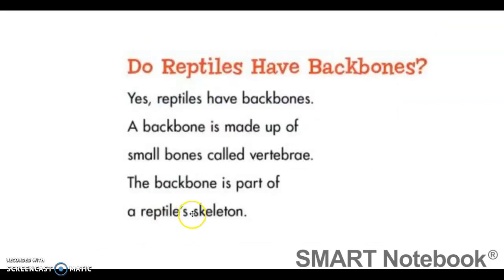Okay. So now here is page 1 of our question and answer book for the reptiles. And it says, do reptiles have backbones? As you can see, this is our heading. Do reptiles have backbones? And here in this paragraph, it answers the question. Yes, reptiles do have backbones. A backbone is made up of small bones called vertebrae. The backbone is part of a reptile's skeleton.